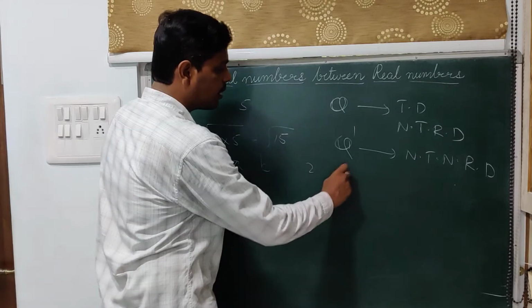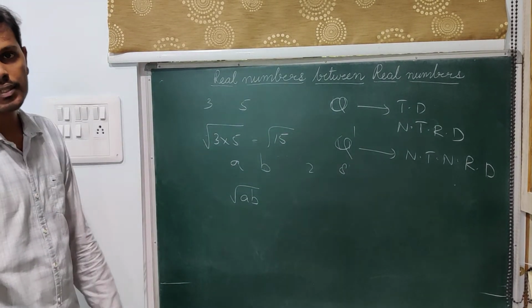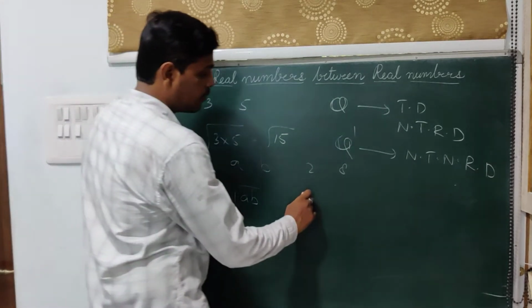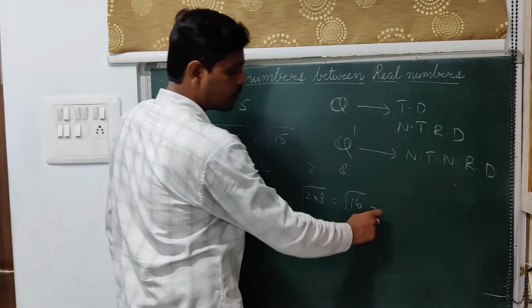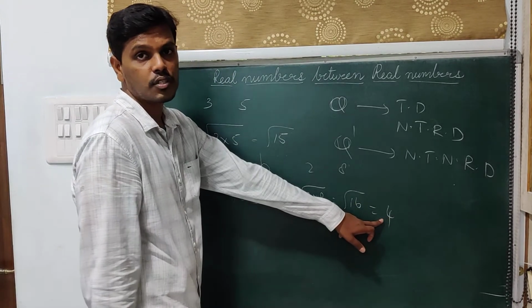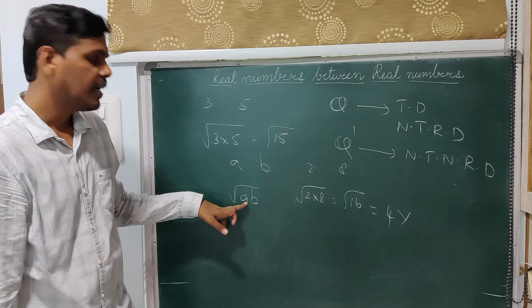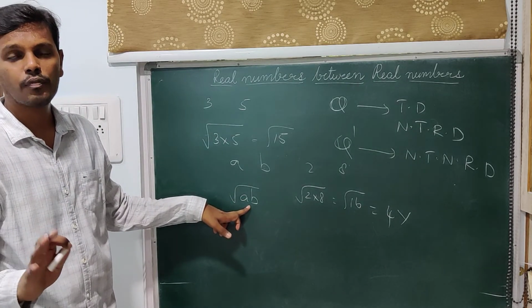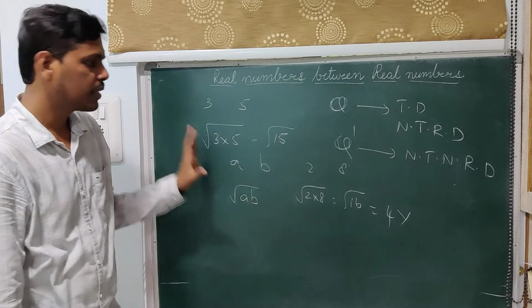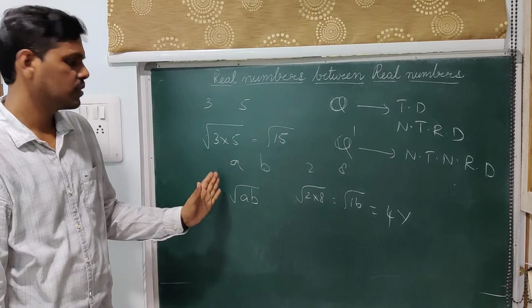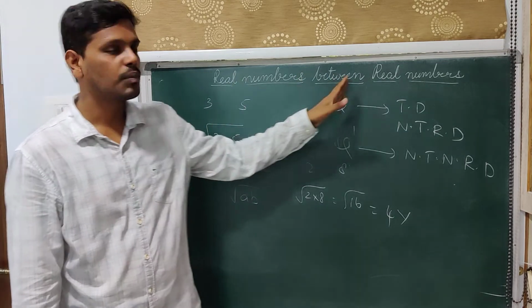For example, 2 and 8. 2 and 8 are two positive integers. I want to find an irrational number between 2 and 8. If you apply the same logic, 2 into 8 is 16. 16 is a perfect square, which is equivalent to 4. Therefore this is not an irrational number. Here it fails. That is the reason we put a condition saying that ab is a non-perfect square number, that is, it is not a perfect square. So this is a particular case applied only for some positive integers. So that is all about finding real numbers between real numbers.